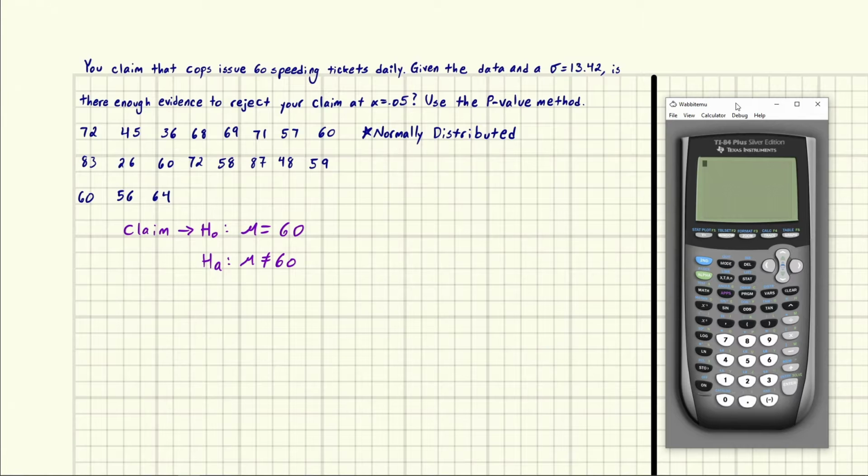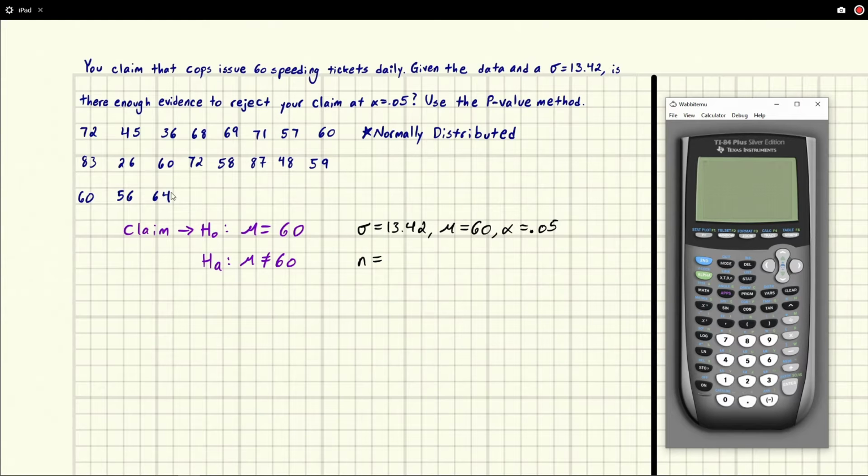All right, so everything else, pretty standard stuff here. Let's get the numbers out of this problem. So we're told sigma is 13.42. We're told the average for the population is 60. And we're told alpha is equal to 0.05. We need n and x bar. N we can find by just counting how many numbers we have here. So we have 1, 2, 3, 4, 5, ... 16, 19. 19 numbers, and we need x bar.